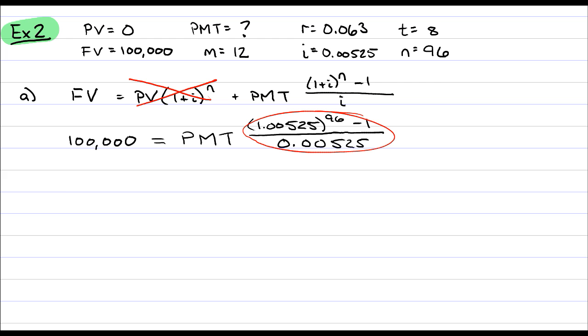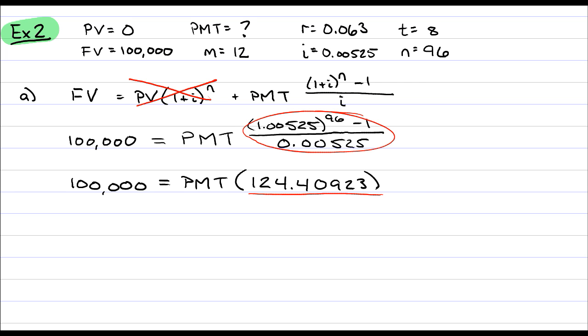So I pick up my calculator, plug all of that in, and I get 100,000 equals PMT times 124.40923. Then, if I need to solve for PMT, I divide both sides by this 124.41 approximately.